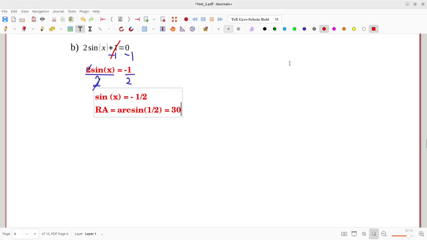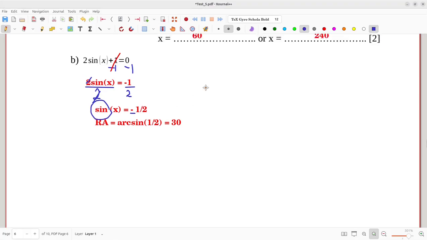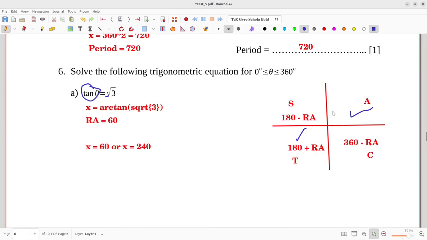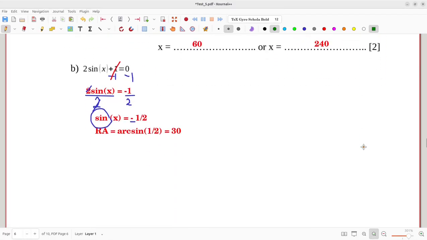Now, which quadrant? We have a sine, and this sign is negative. Let's go and check. Which quadrant is sine negative? Sine is positive in this quadrant and this quadrant. So the other two, it's where it's negative. So it's this and this. So we are going to add 180 to the reference angle and also subtract the reference angle from 360.